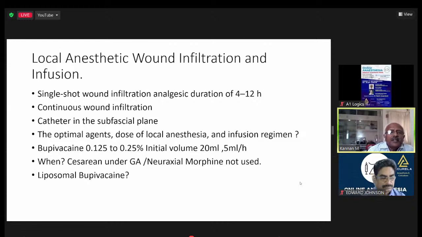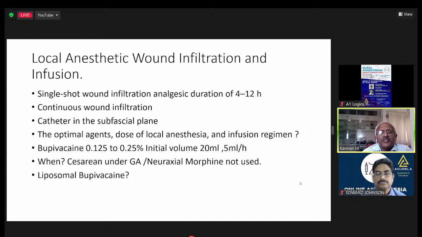Of course, when to use the infiltration technique: whenever we do a cesarean under GA. Sometimes we are forced to do a cesarean under GA because of the patient's condition, or the patient may be very adamant that she doesn't want spinal anesthesia.